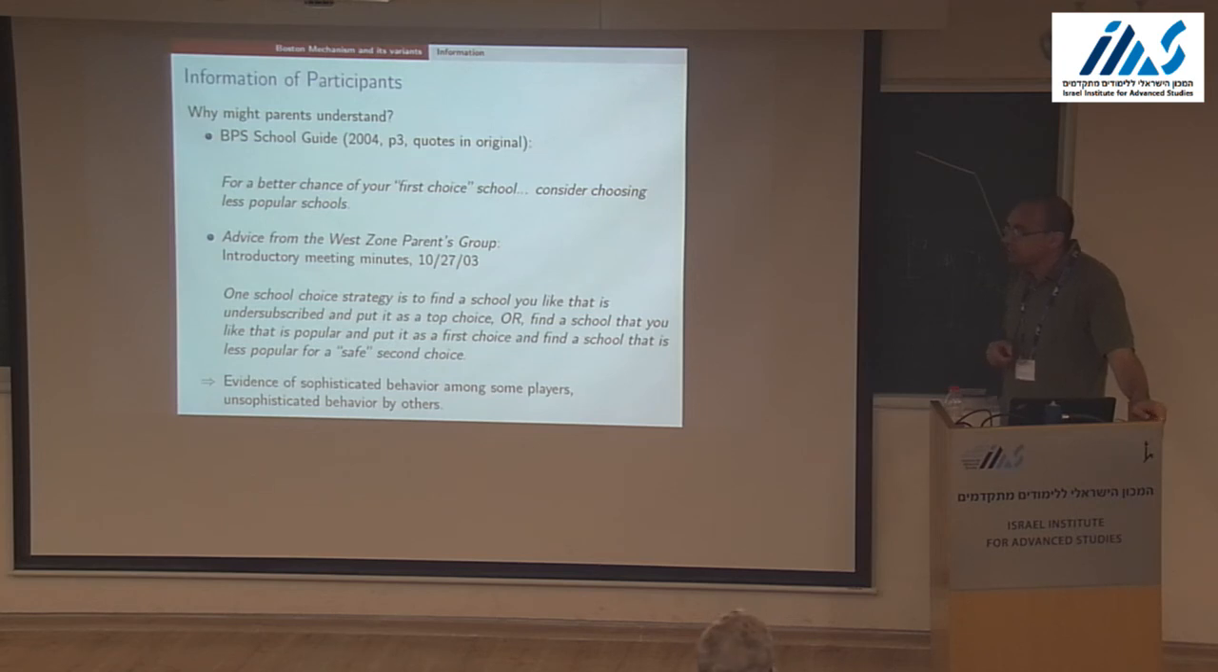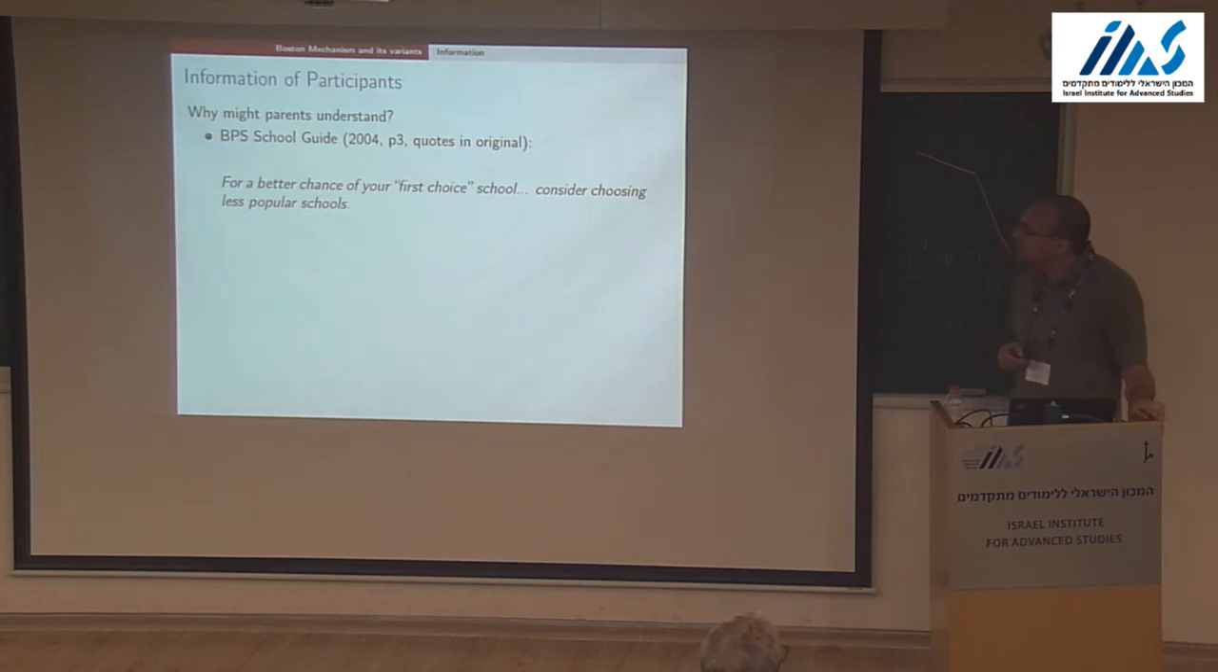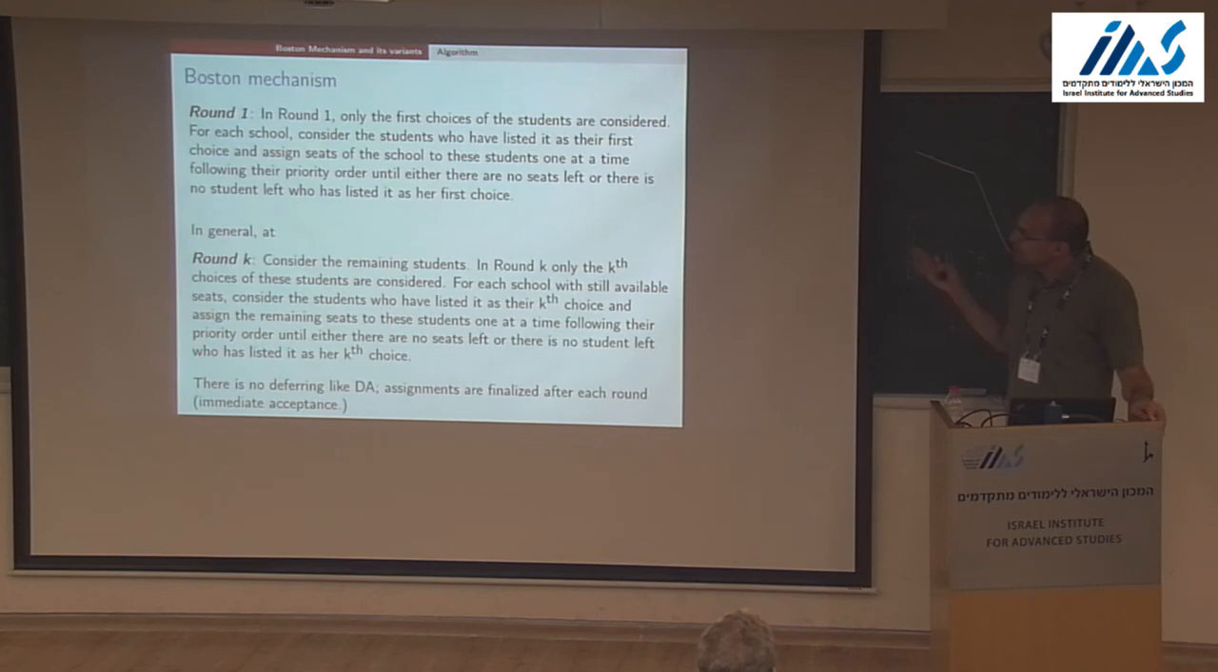Yeah, question. What was exactly the rationale for the Boston mechanism? It's a great question. I still think this is the most popular assignment mechanism in the world. I think this is a very intuitive idea. Let's try to give everyone their first choice, okay? In round one, look at first choices, try to assign first choices. That's where I think this comes from. These aren't algorithm experts coming up with these schemes. These are district officials who have come up with this scheme.